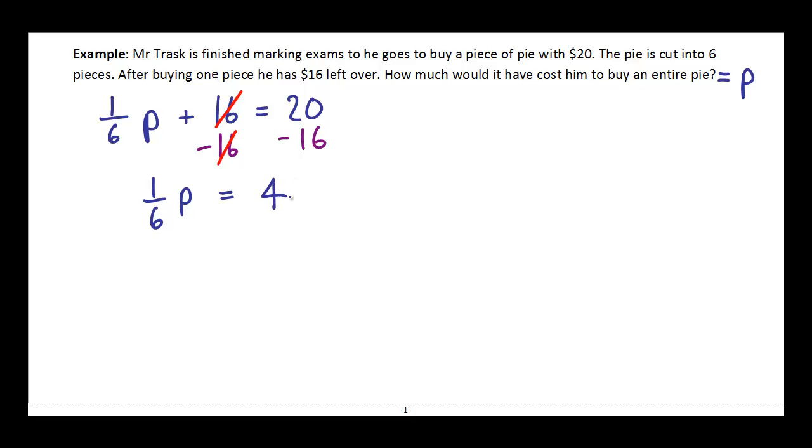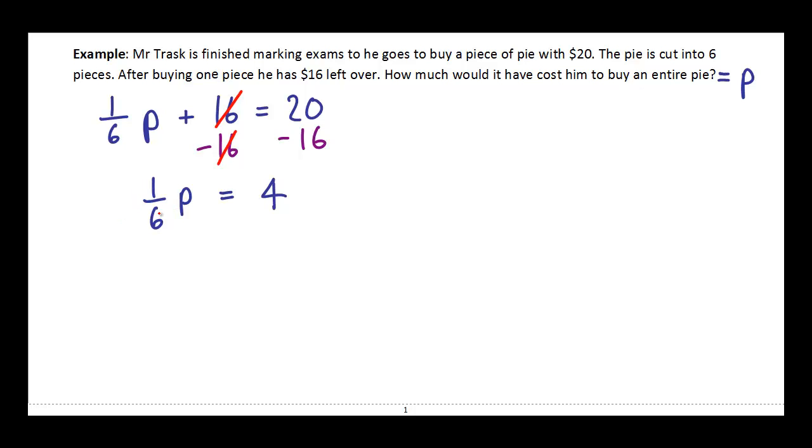And here's where I'm in a situation that's a little bit different. I haven't really seen this before. I don't know how to get rid of this fraction. It's a little bit odd. If you think about what 1/6 P stands for, it just means if you take that entire pie, you cut it into 6 pieces, and 1/6 of that pie ended up costing $4. Well, 1/6 P is just the same thing as P divided by 6.